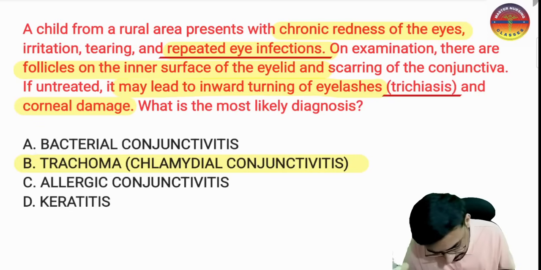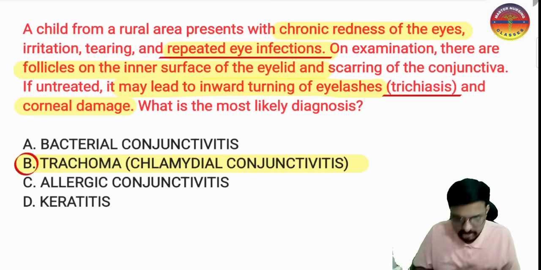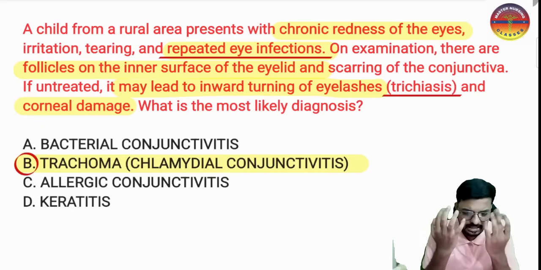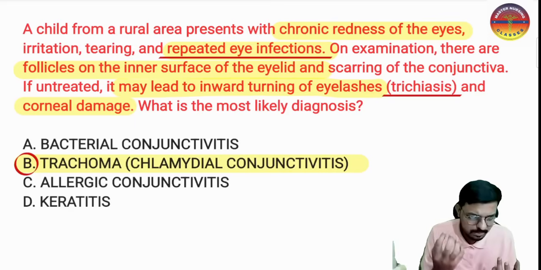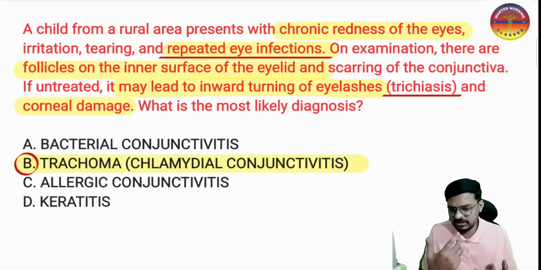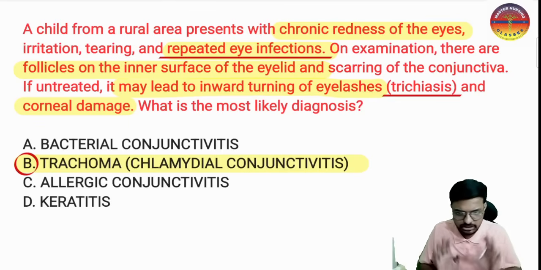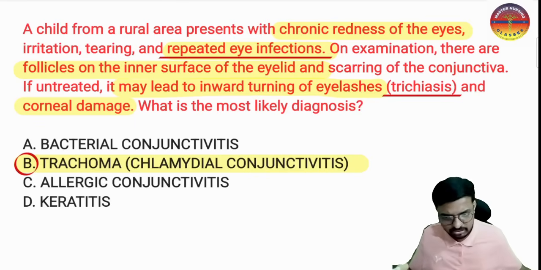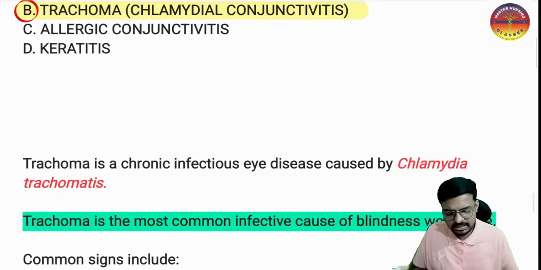This is inflammation of the conjunctiva due to trichiasis, the inward turning of our eyelashes rubbing against the conjunctiva. Chronic redness of the eyes, irritation, continuous tearing and repeated eye infection: the classical answer is trachoma, and trachoma is the most common leading cause of infective blindness.